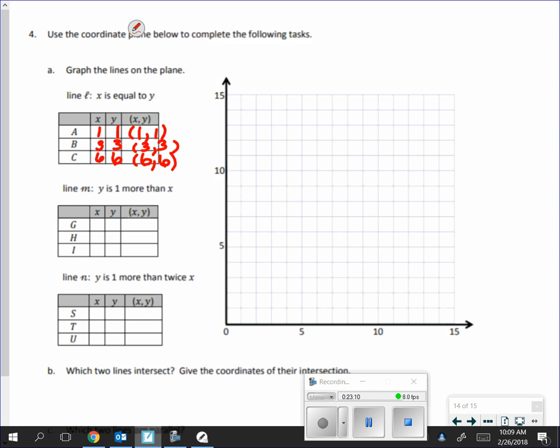Are you writing anything down? So 1, 2, 3, 4, 5. So now I know again that my hashes are 1 point each. So 1, 1, 2, 2, 3, 3, 6, 6. This is line L.